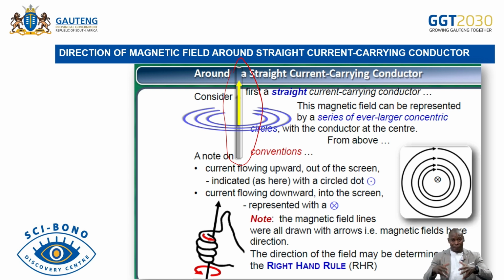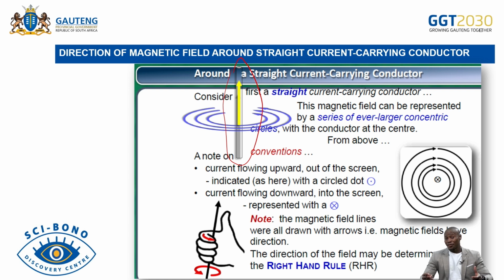But now back to the straight conductor with the current flowing through it, right? What we know by now is that around that straight conductor there is a magnetic field. These blue lines, as you can see, represent the magnetic field. That is very, very important.